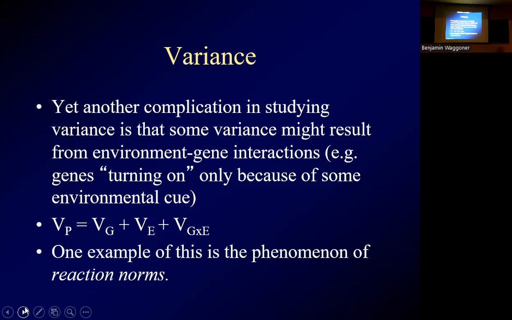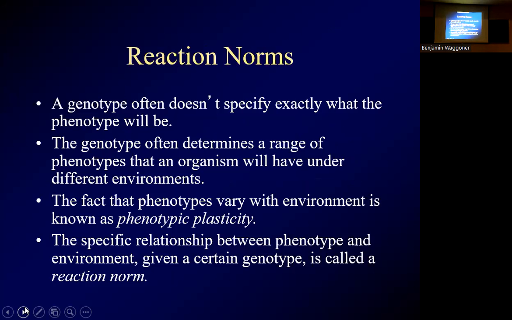And you can really see this in a phenomenon that we call norms of reaction. One of the things that you might not have taken away from genetics class is that very often a genotype doesn't specify exactly what the phenotype is going to be. Like when Mendel is crossing his pea plants and he's got purple flowered and white flowered peas, all of his peas that had the dominant purple allele had perfectly purple flowers. And in that case, the genotype tells you whether you're going to have purple flowers or white flowers.